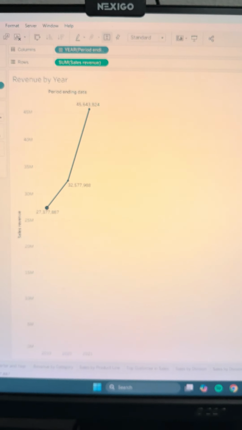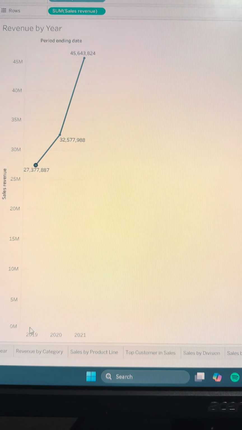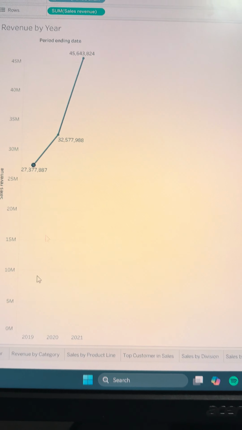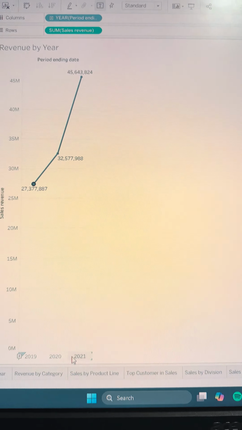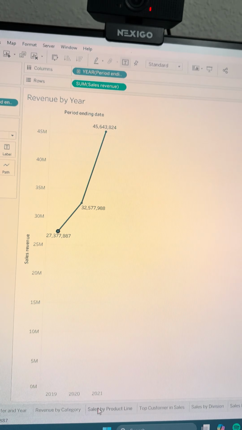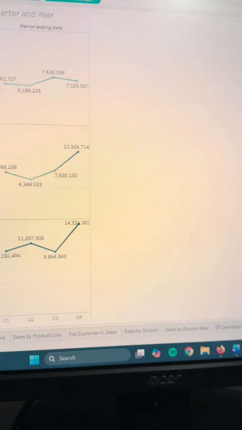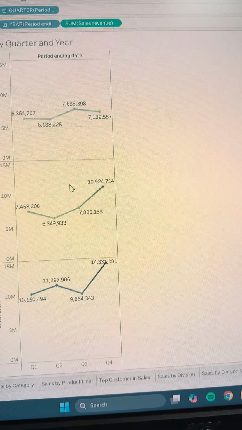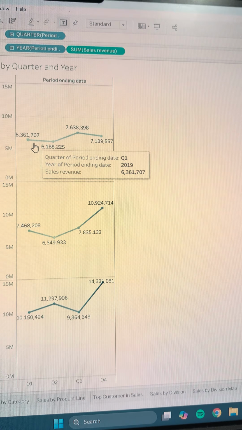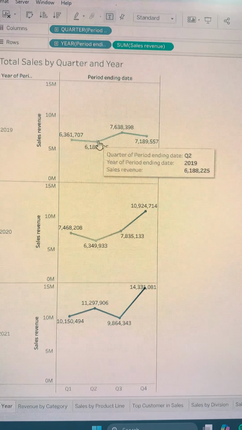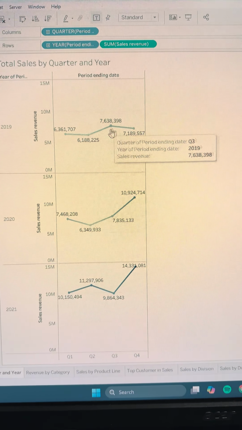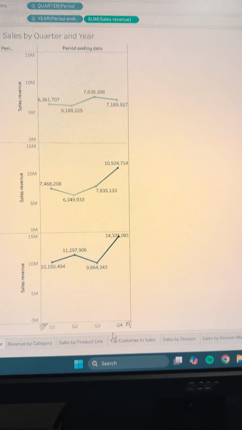I started out by creating this revenue by year chart, which gave us the amount of sales that we got for 3 years: 2019, 2020, and 2021. Then there's the total sales by quarter and year, which added on to that and showed us the amount of revenue we got each quarter during those years.